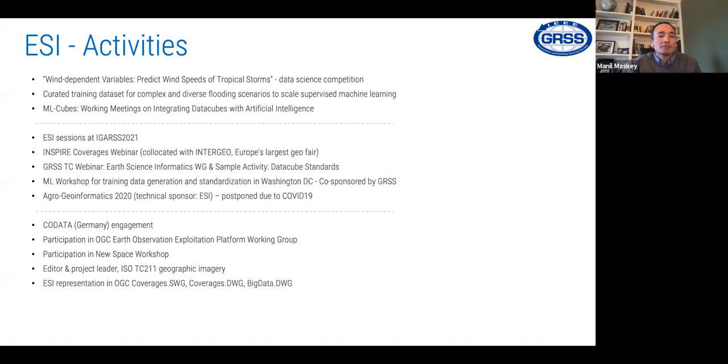So there are several recent activities that ESI is conducting. These are grouped here. Some of the ongoing activities include the data science competition that we're running, trying to use the community to build AI applications around the training data sets that we collect. We also have another data science competition that will be running in August. And we have several other projects related to machine learning.